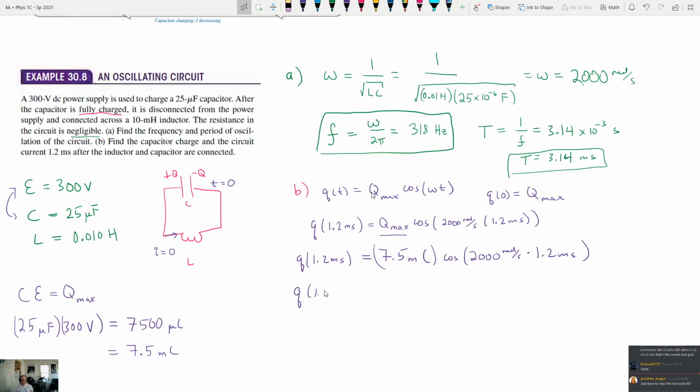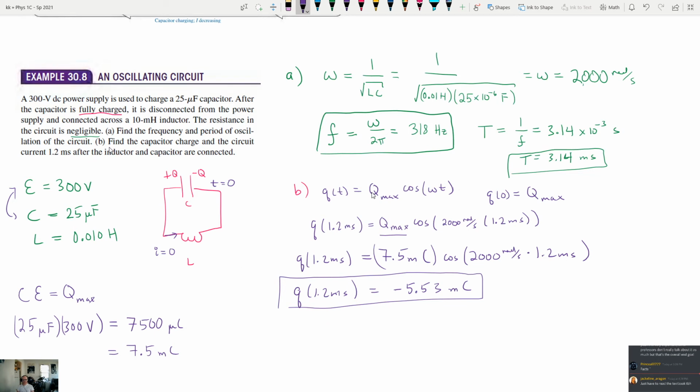And if we solve for this, what do we get? Make sure your calculator's in radians for this one. Cosine of 2,000 times 1.2 times 10 to the minus 3. It is negative, and we multiply that times 7.5. So I end up getting negative 5.53 millicoulombs. You all agree? I'll give you a second to calculate that one. Do you all get the same answer? You got to convert this to seconds, but okay.